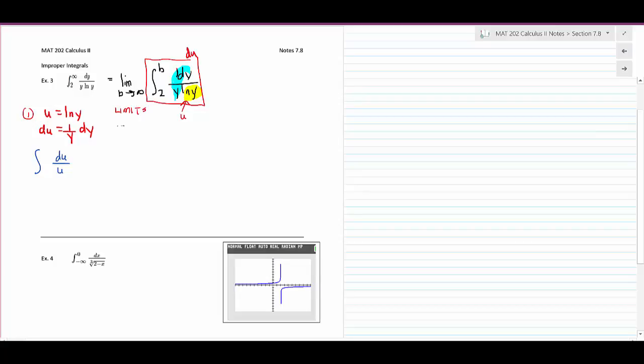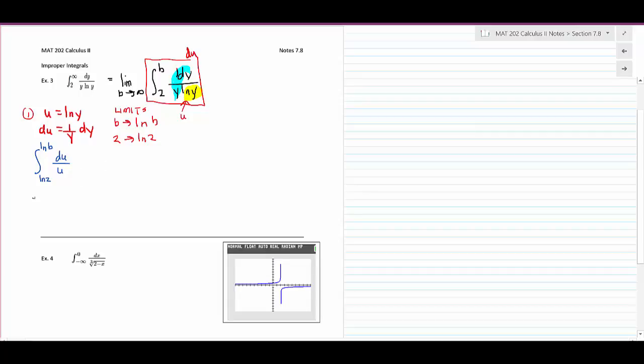You can do that now. You're just going to do ln of y. So the b is going to become ln of b, and the 2 is going to become ln 2. We're going to change those limits of integration to ln 2 and ln b. Then we're ready to go with that integral.